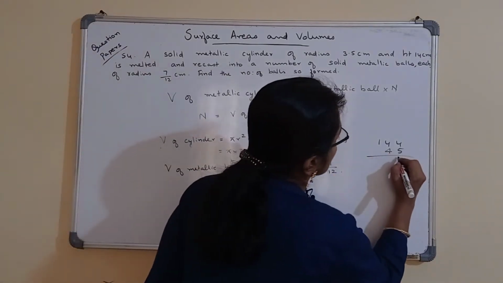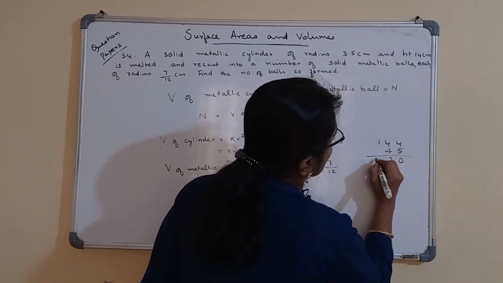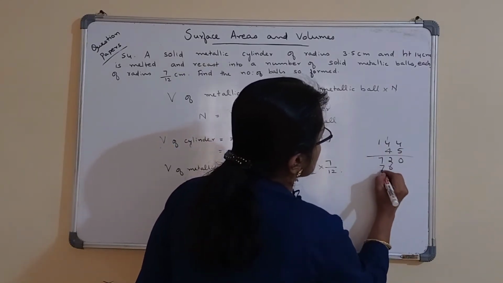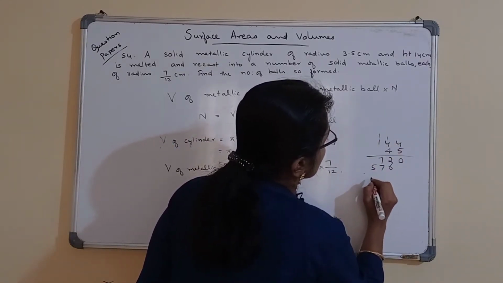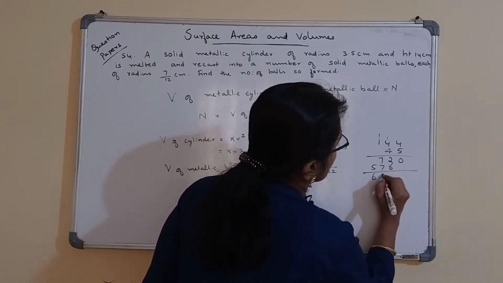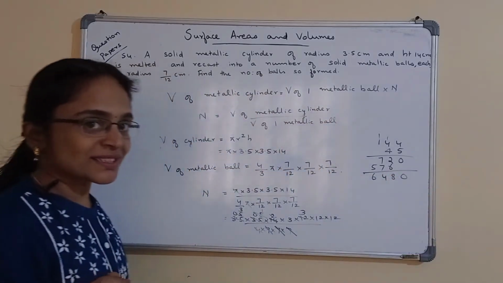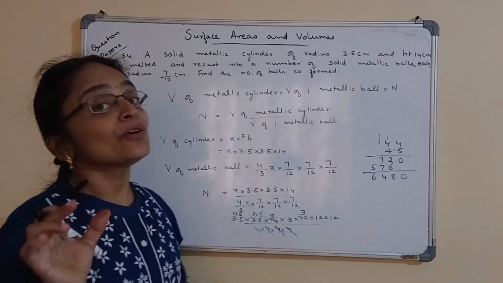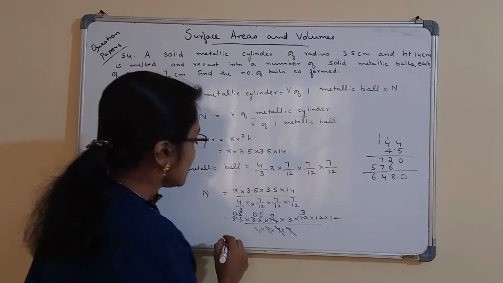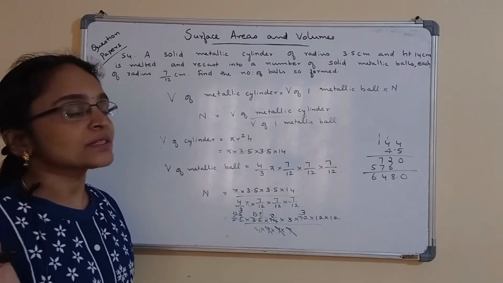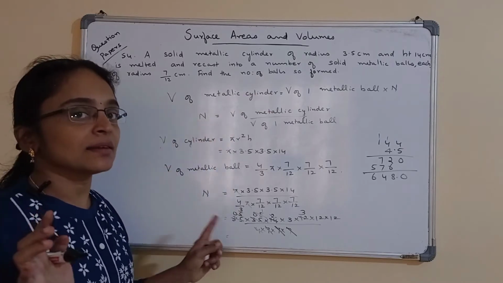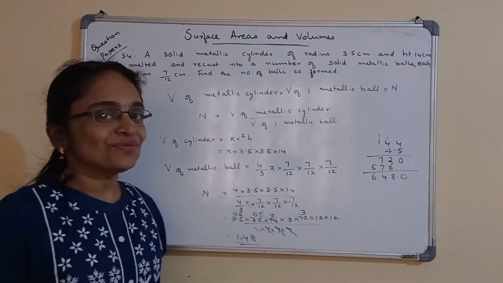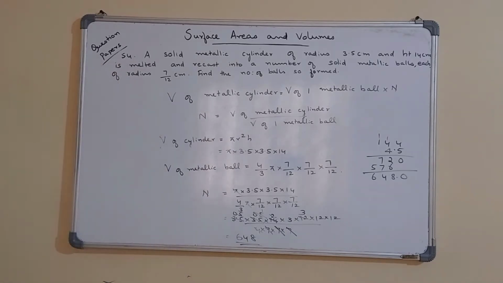So 45 into 144, 720, then 16, 17, 5. We got this as 6480 and one decimal is there because we are multiplying by 4.5. So number of such metallic balls that can be made from this metallic cylinder is 648. Understood?